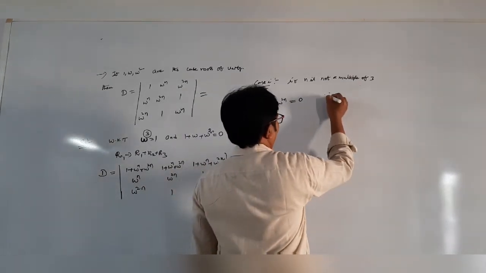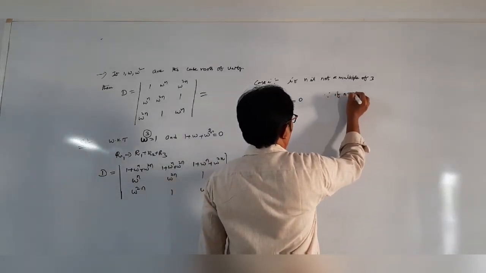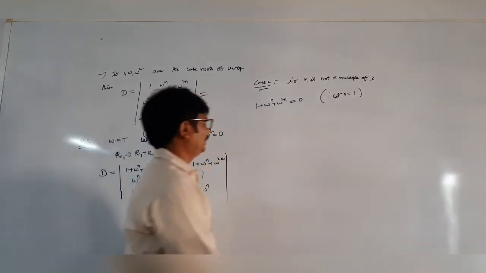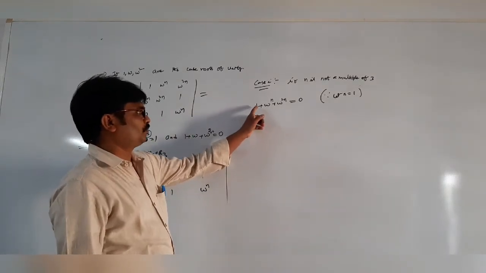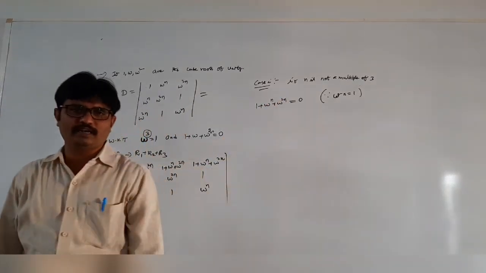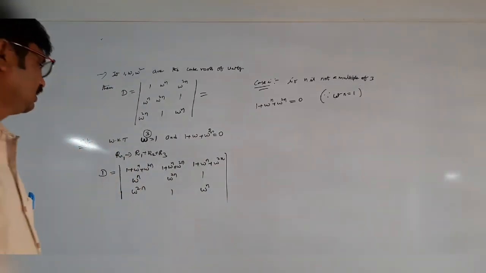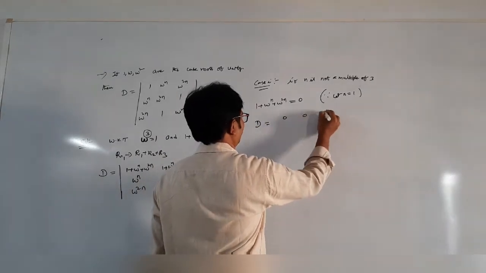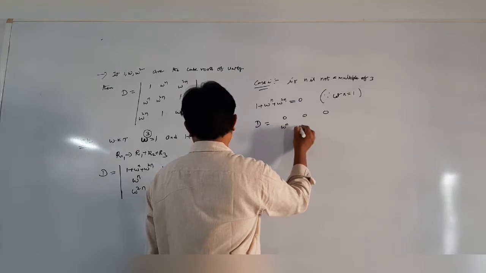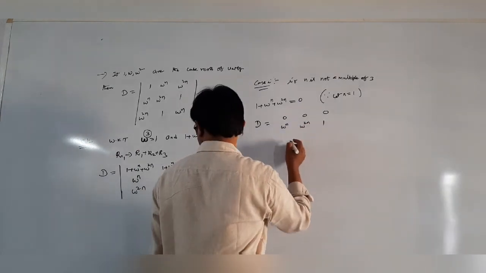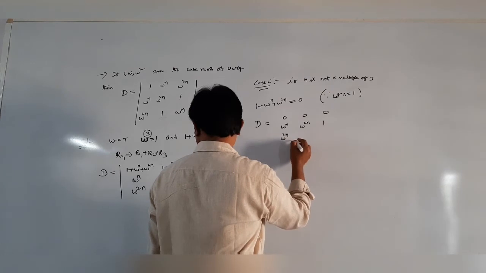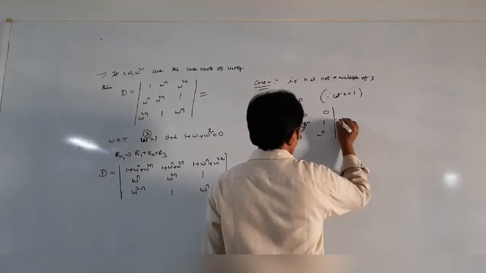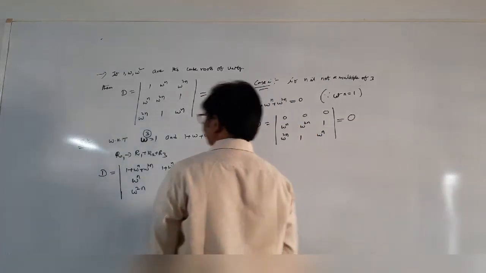Students, either we take n equal to 1 or 2. For n equal to 1, 1 plus omega square plus omega is 0. What is the determinant here? The determinant equals 0, since each element of the first row is equal to 0, then its determinant is 0.